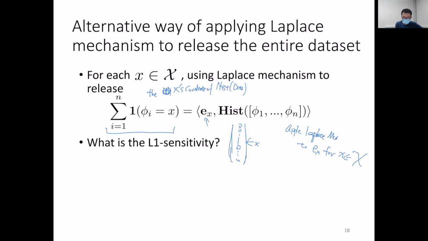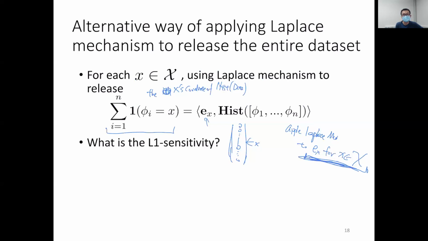And this gives us a privately sanitized histogram representation of the data. So can someone tell me what is the L1 sensitivity for releasing this for all x, for releasing this family of queries of a size as large as the size of the data space?